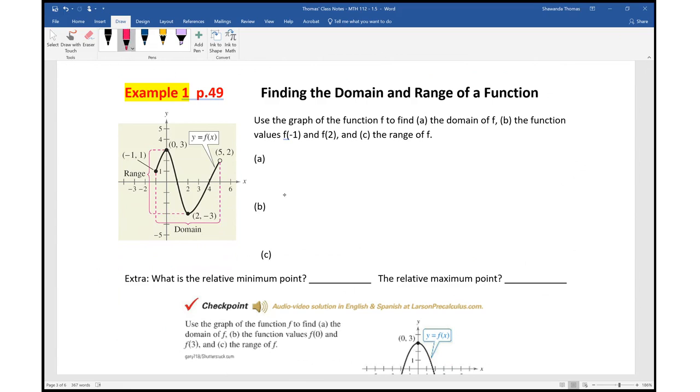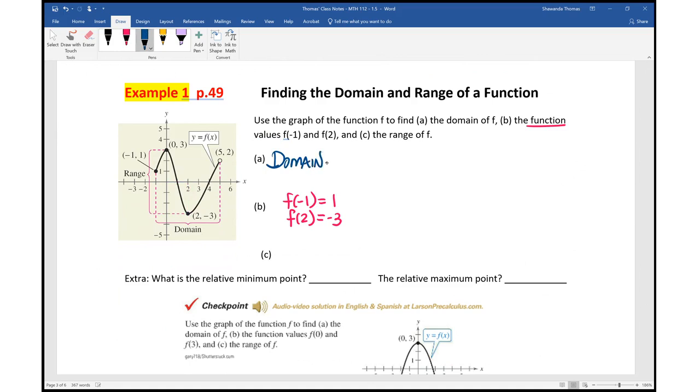Let's start with the easiest. f of -1, since we just went over function values, let's find the function value for f of -1. So when x is -1, we go to the left. We go up to meet the graph, and it's telling us when x is -1, y is 1. f of 2, we go to the right 2. We have to go down to meet the graph at this point. What is the y value that corresponds to that point? -3.